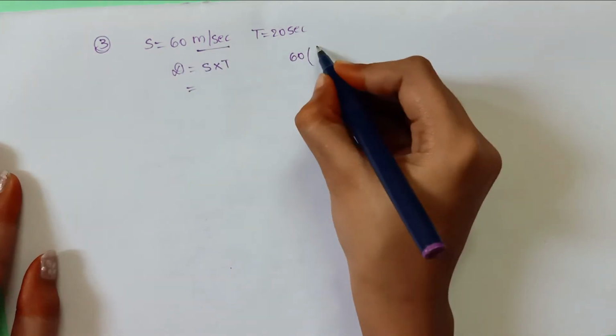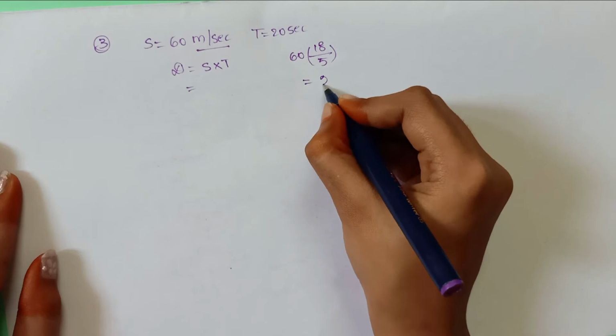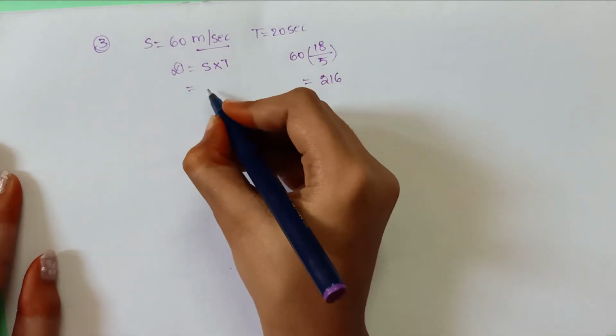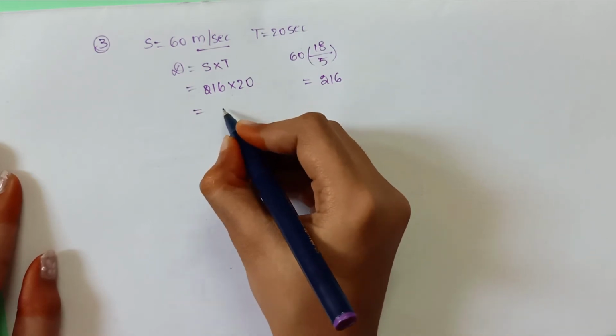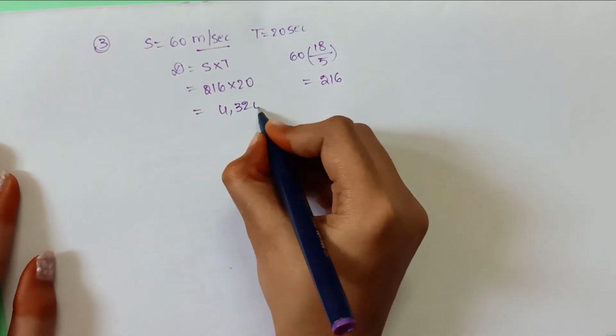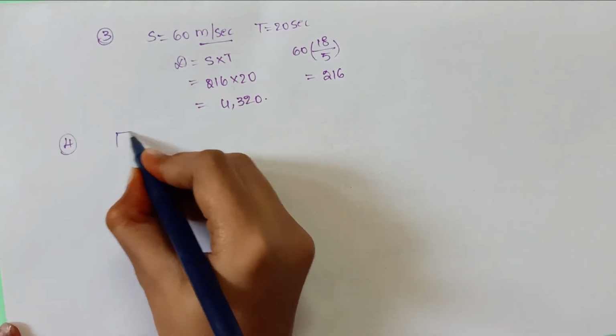Meters per second means 18 by 5. If we calculate, we'll get 216, where 216 into 20 is equals to 4320.